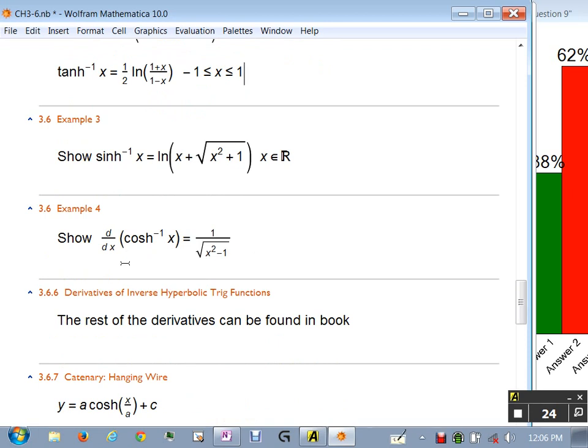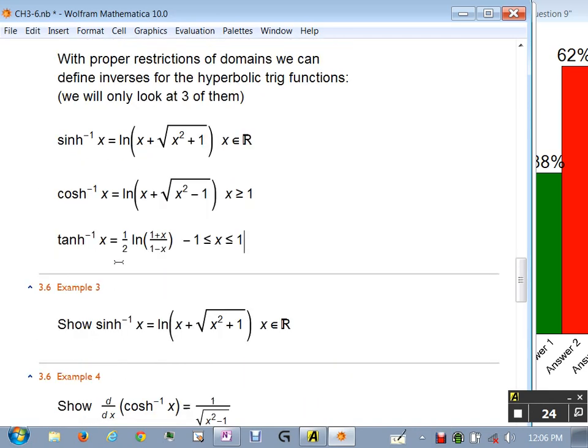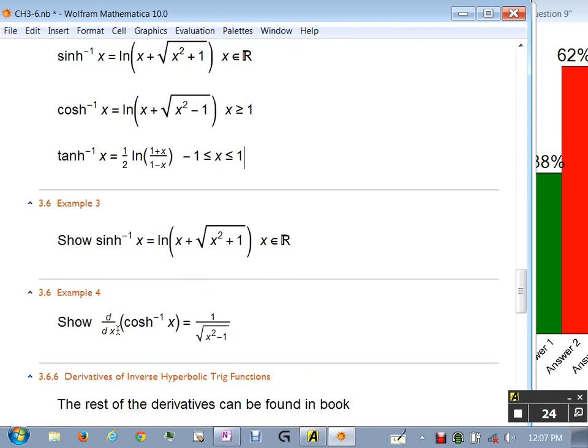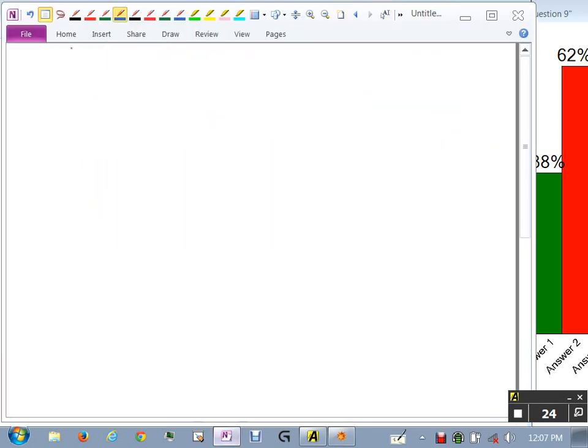Now, the derivative. How about we show that we're talking about derivatives now, right? Here are the functions. Here are the three inverse hyperbolic functions. Here's showing why one of them was that. And now we're looking at derivatives already. So how would I show that the derivative of cosine hyperbolic inverse of x is this? Well, let's just write it down. If y is equal to cosine hyperbolic inverse of x, I want to show that its derivative is 1 over the square root of x squared minus 1.